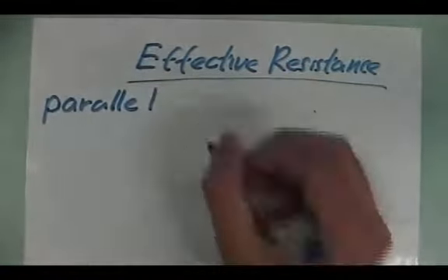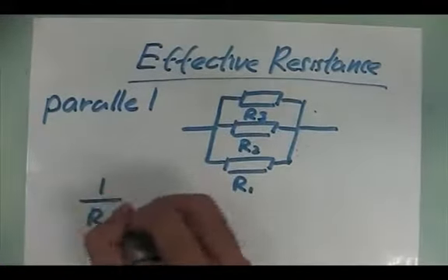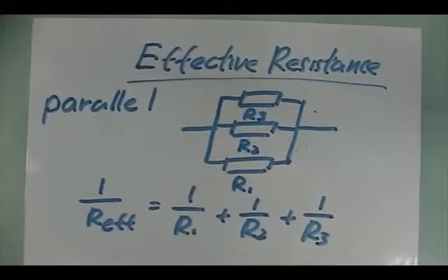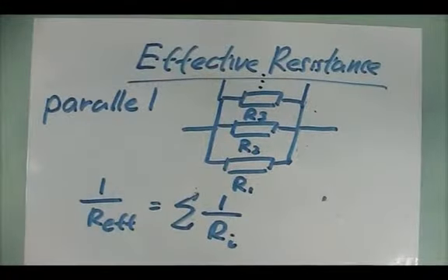Now on to resistors in parallel. If I had three resistors in parallel, R1, R2, and R3, then the reciprocal of the effective resistance is the sum of their reciprocals. So the reciprocal of the effective resistance is equal to the sum of the reciprocals of the individual resistors in parallel.